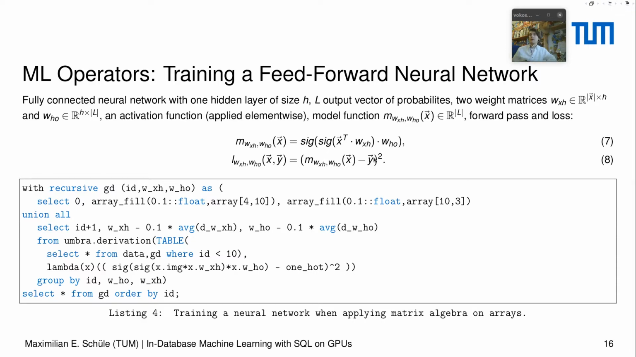So within our recursive tables, we need array operations. At first, we create the initial weights, having one matrix and another matrix, and then we perform iterations of gradient descent. And here you can see we just enter the loss function shown here in equation 7, and then we can apply gradient descent also to a neural network.